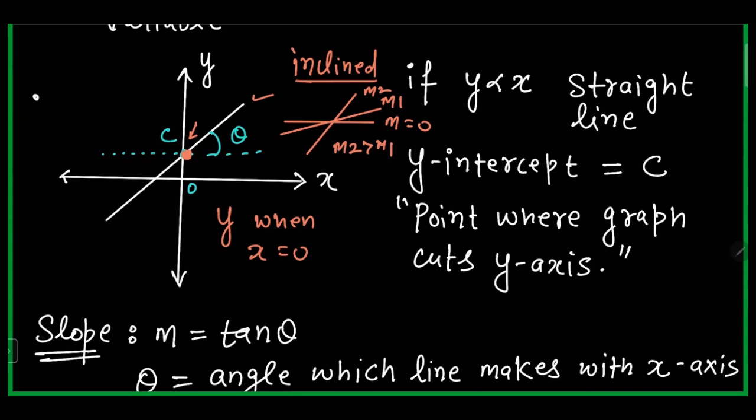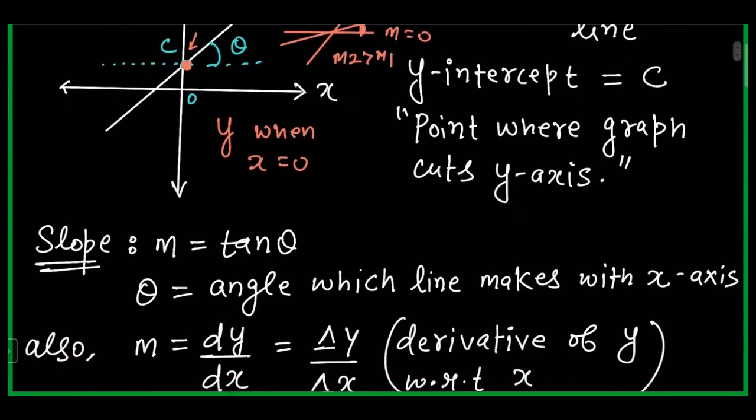So what, basically in layman's language, is slope? It's the inclination of the line. How much angle this line is making with the x-axis? How much angle this line makes with the x-axis gives you the idea of slope.